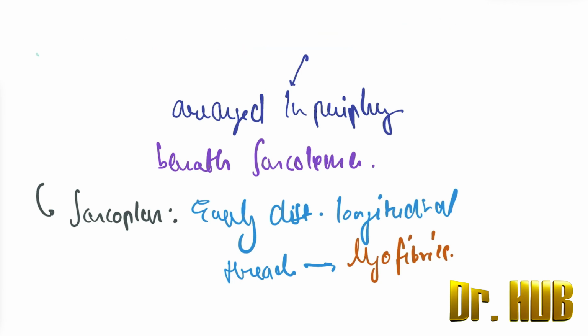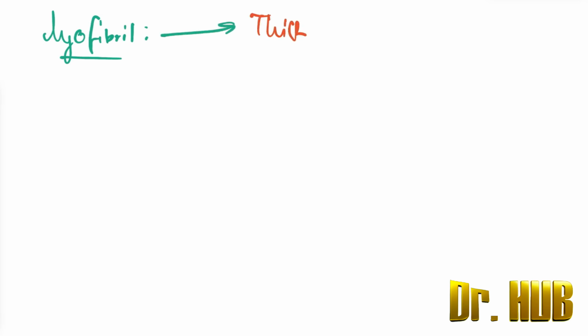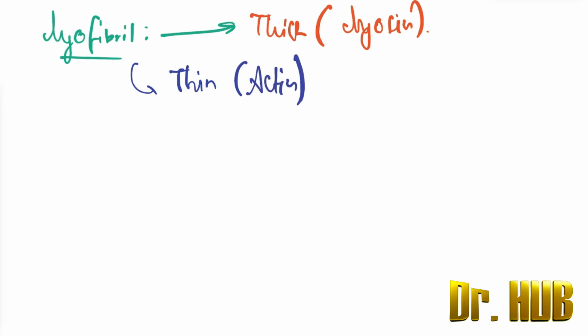When you look at a myofibril, each myofibril has thick filaments. What is thick? Thick means it is myosin. It also has thin filaments. What is thin? Thin means it is actin. So they have thick myosin filaments as well as thin actin filaments, and they overlap each other.